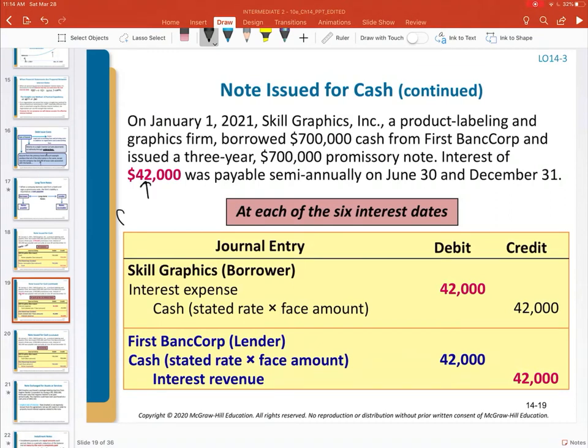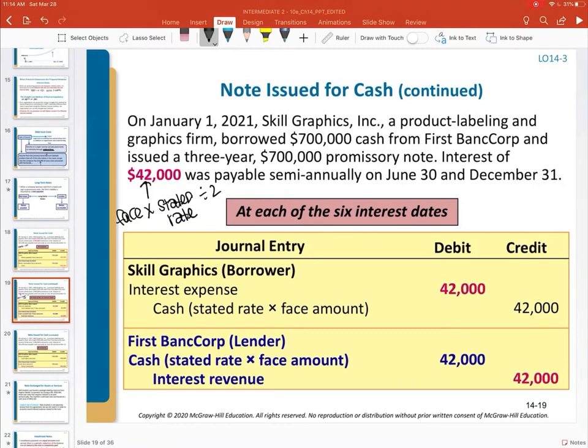for the stated rate of interest times the face amount divided by 2. So that's, again, how we got this $42,000. The face amount times the stated interest rate. And in this case, because we have semi-annual interest, we would divide by 2. And so the interest expense and the interest paid is going to be the same each and every period. We're not amortizing any premiums or any discounts.